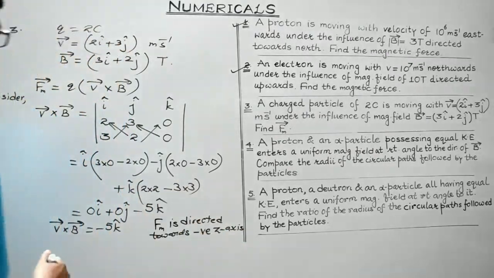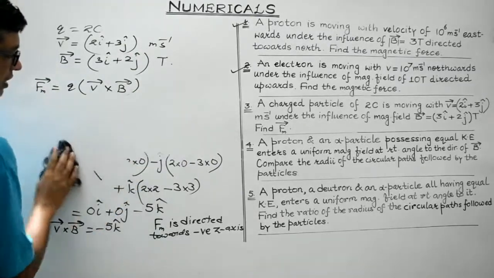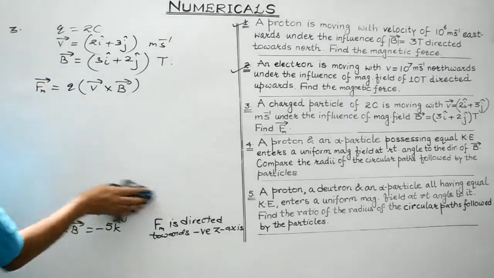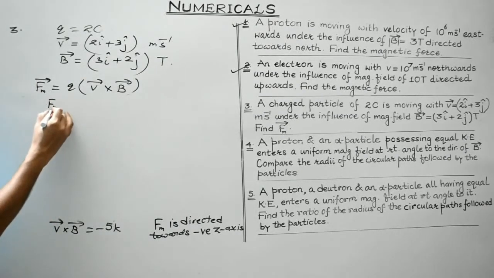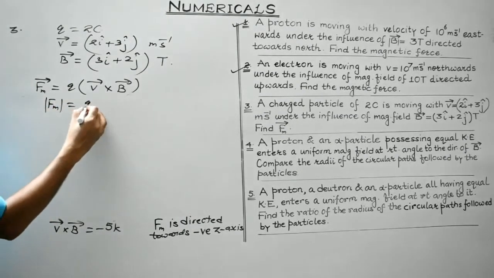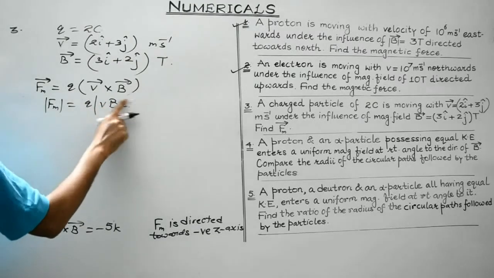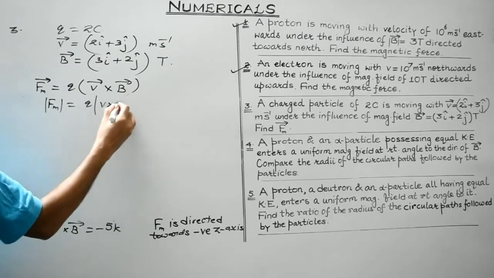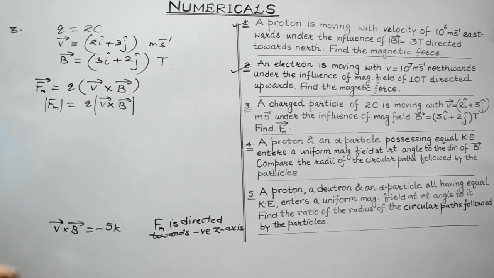Now let's get its magnitude. We are aware force is given by this formula, q v cross B. Now since we have obtained the value of v cross B, let's get its magnitude. So what we do is, Fm in magnitude will be q v B, or rather q times the magnitude of v cross B. We are just concentrating on its magnitude, right?